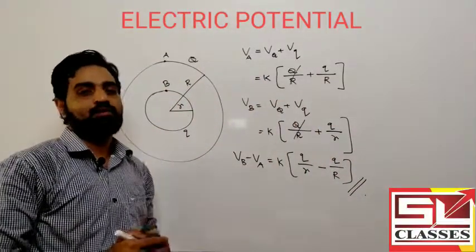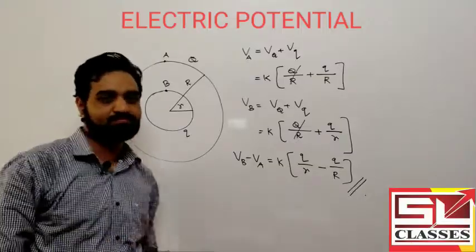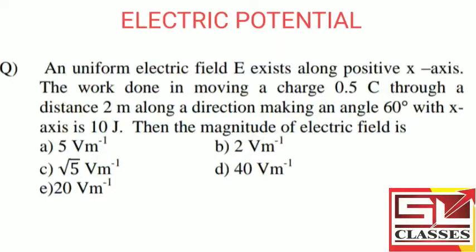Now we are moving to one more question. Please listen. Next question: a uniform electric field E exists along the positive x-axis. The work done in moving a charge of 0.5 coulomb through a distance of 2 meter along a direction making an angle of 60 degree with the x-axis is 10 joule. Then the magnitude of the electric field is, and different options are given: 5 volt per meter, 2 volt per meter, etc. You can read it.